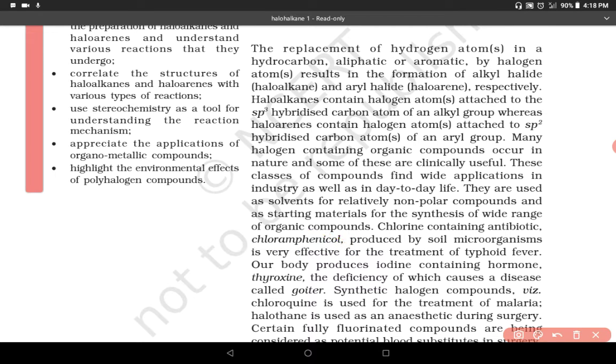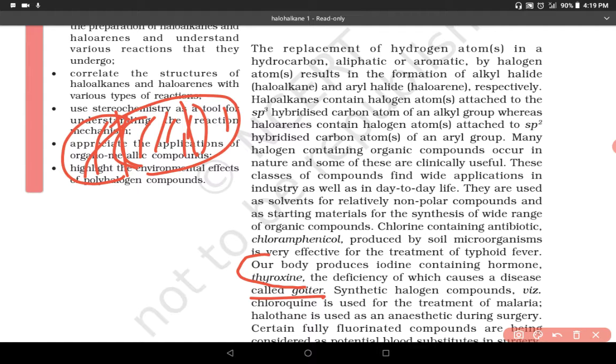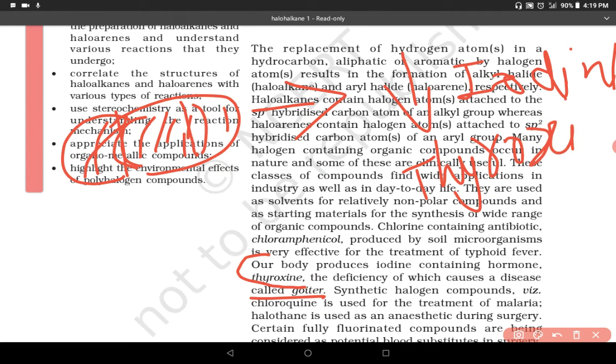Okay. Next, our body produces an iodine-containing hormone. You already learned about it in 10th and 11th also, the thyroxine hormone, which contains iodine. The deficiency of which causes goiter. If this is the neck, it swells like this. That is called goiter, which is caused due to the deficiency of iodine, due to the less secretion of thyroxine hormone. Okay, did you understand? Yes, less secretion of thyroxine.